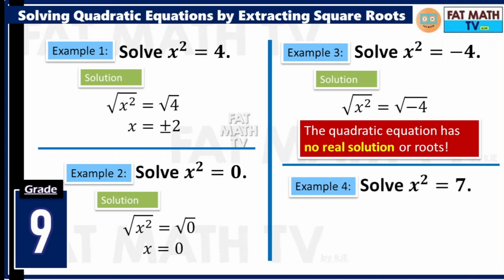Example number 4, x² = 7. This is a positive number, so we are expecting two answers. The square root of 7 is simply positive or negative square root of 7, and we cannot simplify that anymore, so that can be the final answer. If you replace x with the square root of 7, then you will have the square root of 7 squared, which is indeed 7.